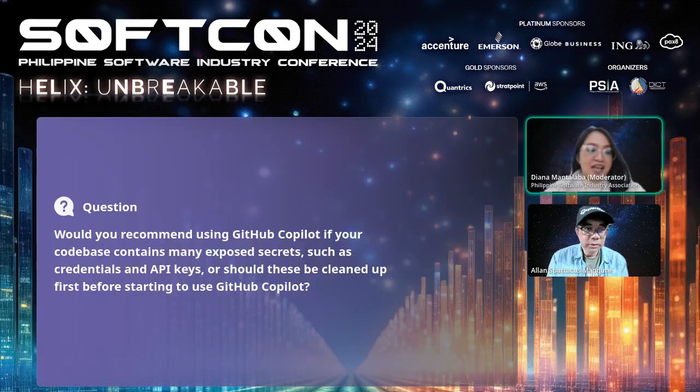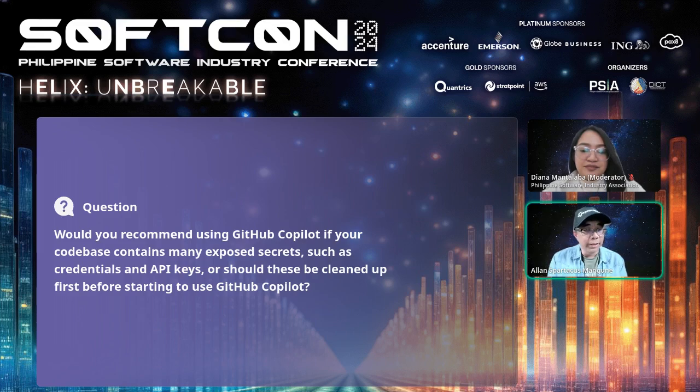For our last question, coming from someone anonymous: Would you recommend using GitHub Copilot if your code base contains many exposed secrets, such as credentials and API keys, or should this be cleaned up first before starting to use GitHub Copilot? Yeah, that's why I said earlier, do not let GitHub Copilot edit your source code directly, right?